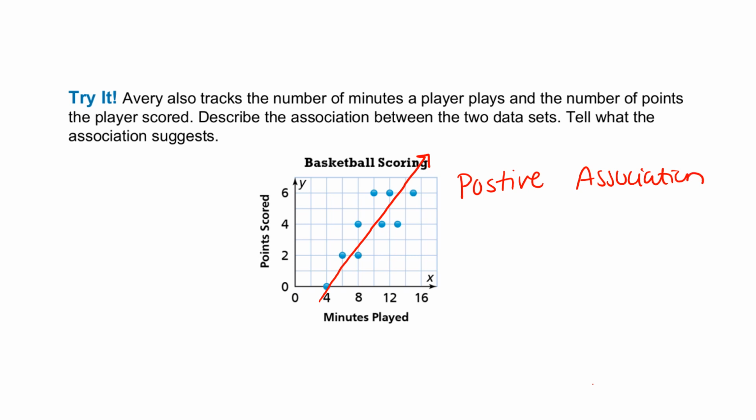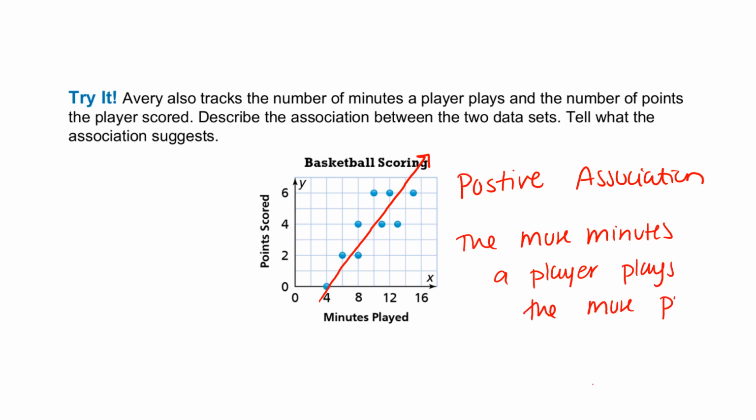And so the statement that we can make is that the more minutes a player plays, the more points they will score. If it is a positive association, it means both the X and the Y values are increasing. The more minutes a person plays, the more points they will score.